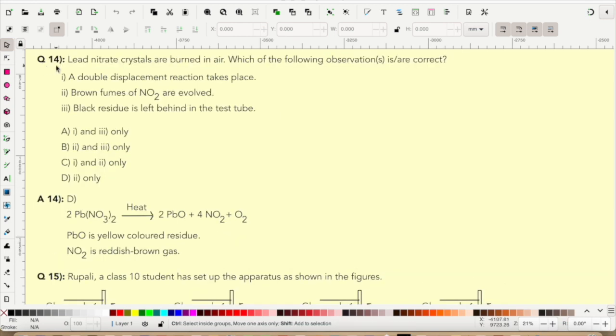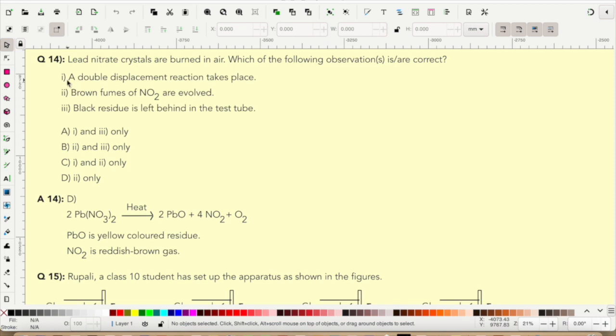Question number 14. Lead nitrate crystals are burned in air. Which of the following observations are correct? First one is a double displacement reaction takes place. Second one is brown fumes of NO2 are evolved. Third one is black residue is left behind in the test tube. Let us write the chemical equation first. Chemical equation is 2Pb(NO3)2 decomposes to 2PbO plus 4NO2 plus O2.